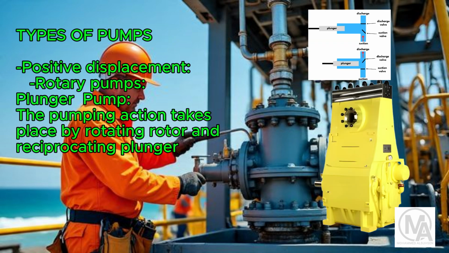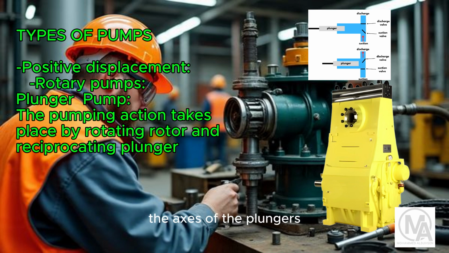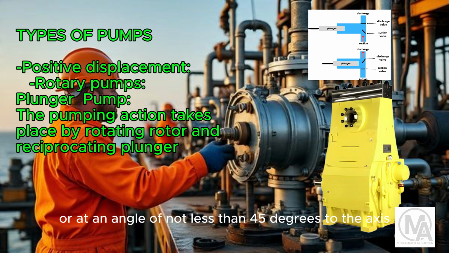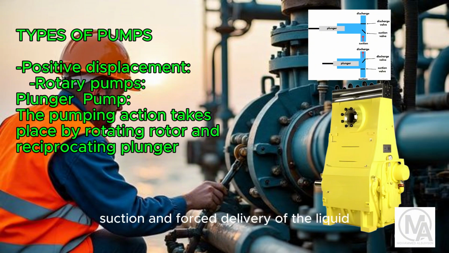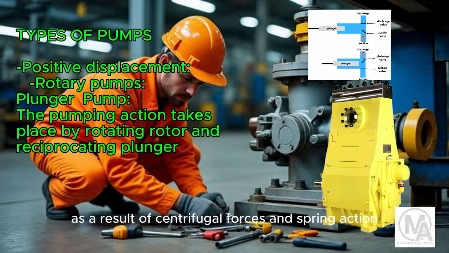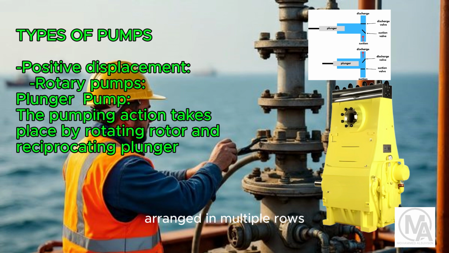Rotary plunger pump. The pumping action takes place by rotating the rotor and reciprocating the plunger. In a rotary plunger pump, the axes of the plungers are perpendicular to the rotational axis of the rotor, or at an angle of not less than 45 degrees to the axis. The rotor is located eccentrically with respect to the axis of the case. Suction and forced delivery of the liquid occur with the reciprocating motion of the plungers as a result of centrifugal forces and spring action. Rotary pumps of this type may have as many as 72 plungers arranged in multiple rows.